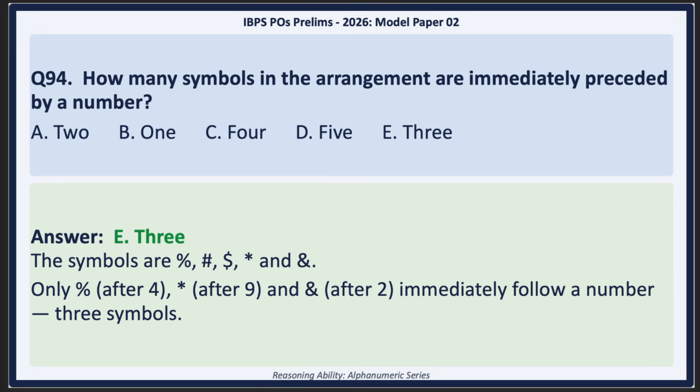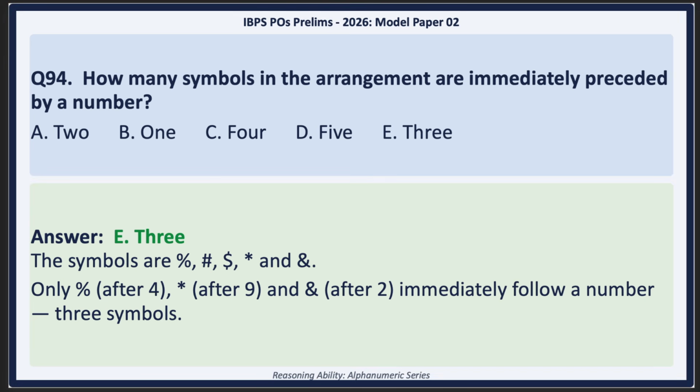Question 94 asks, how many symbols are immediately preceded by a number? Tell your brain to turn all the letters invisible. Just scan for the symbols. Okay, scanning. We find a percent sign, a hash, dollar, star, and ampersand. Now look directly to the left of each. Percent follows a 4, hash follows a K, dollar follows a Y, star follows a 9, and ampersand follows a 2. So the percent, star, and ampersand are preceded by numbers.